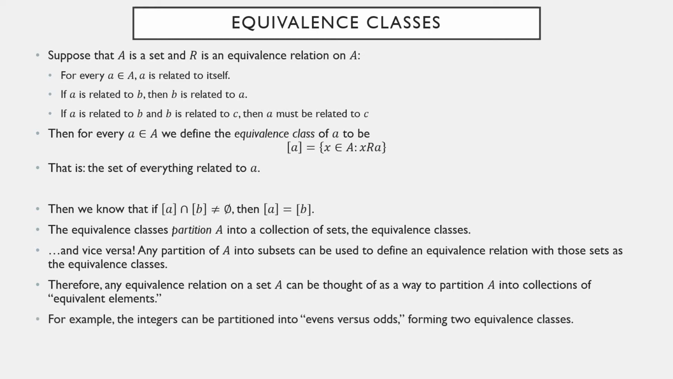One example is that the integers can be partitioned into evens versus odds, forming two equivalence classes. One equivalence class is all of the even numbers, and one equivalence class is all of the odd numbers. This is a pretty obvious way to partition the integers into two sets, and we can use that to define a relation.